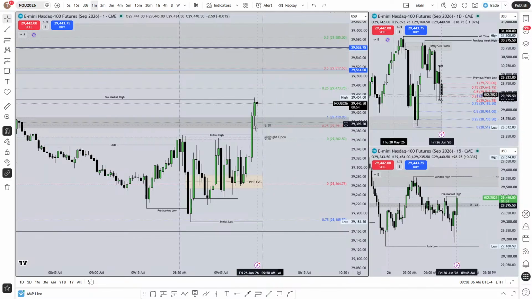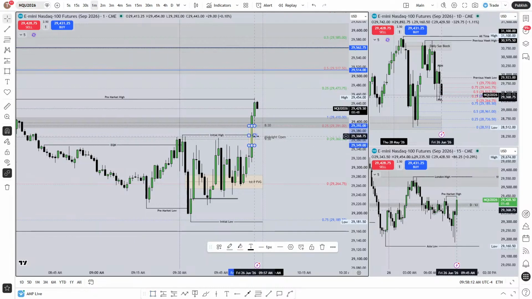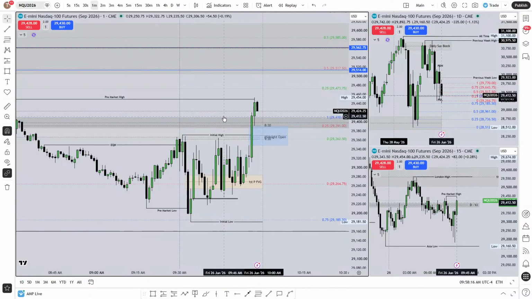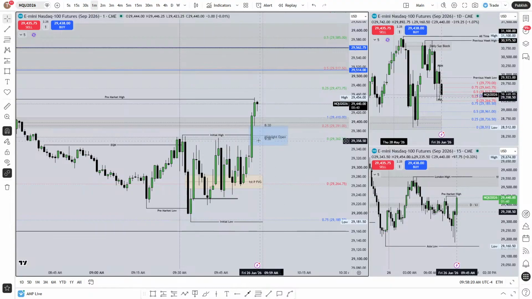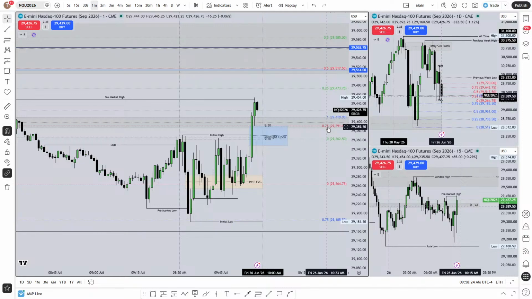All right, so now this BISI right here overlaps quite a few key levels. Let me make this a little bit lighter. So it overlaps 9:30 open, midnight open, the daily volume imbalance low, and this wick lower quadrant.